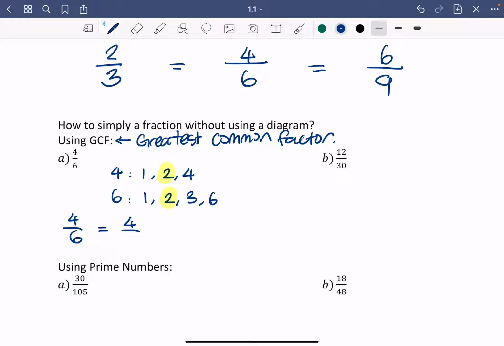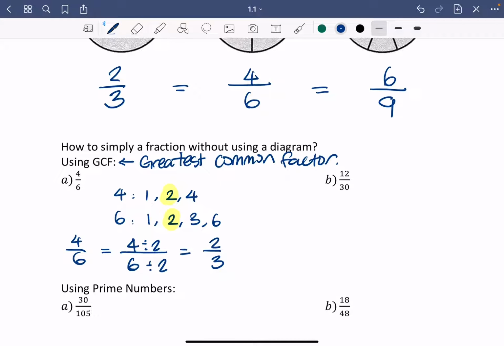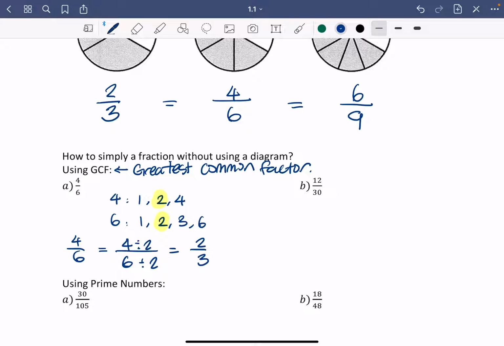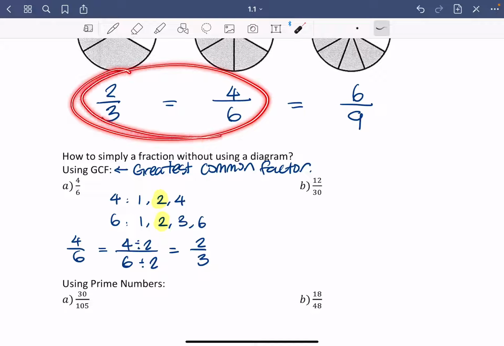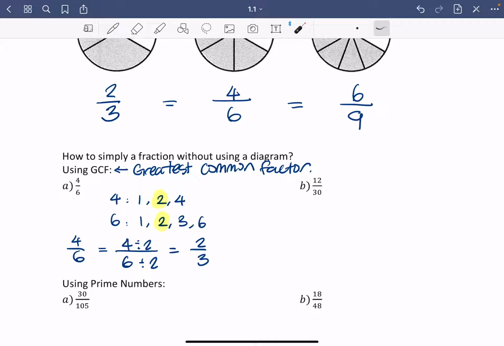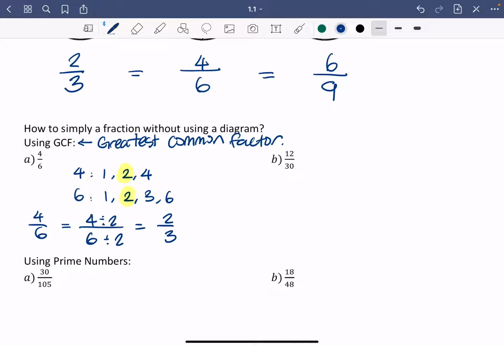So that will give you 4 divided by 2 is equal to 2. 6 divided by 2 is equal to 3. Okay, so if we simplify 4 over 6, the answer will equal 2 over 3, which is the same as what we've done with the diagrams. 2 over 3 is the same as 4 over 6. Okay, and let's try the next one.